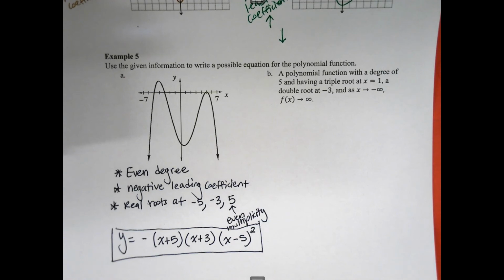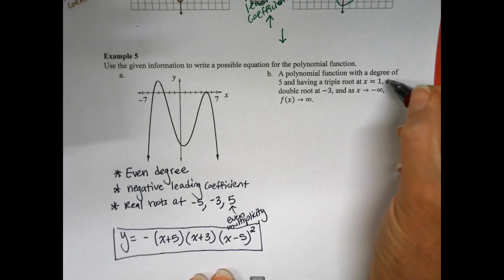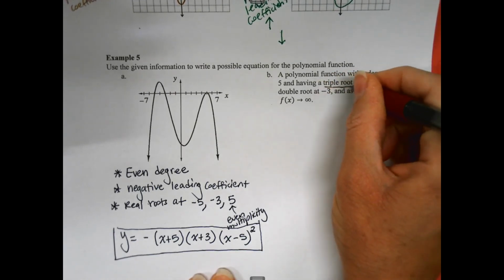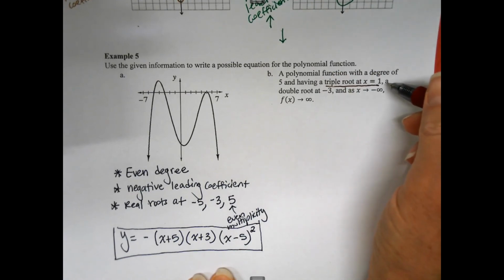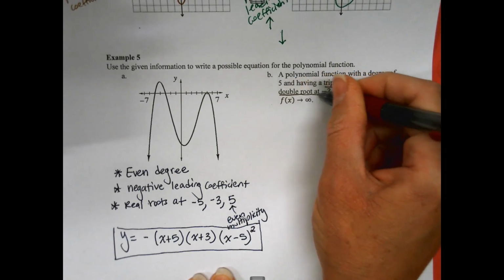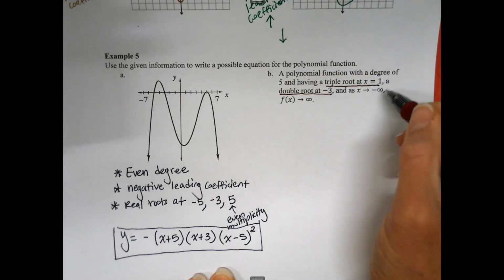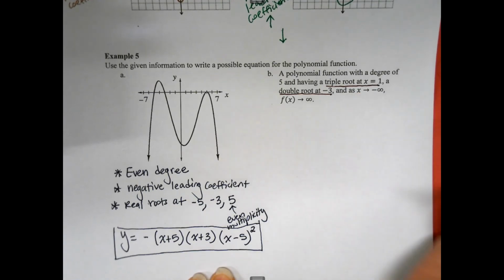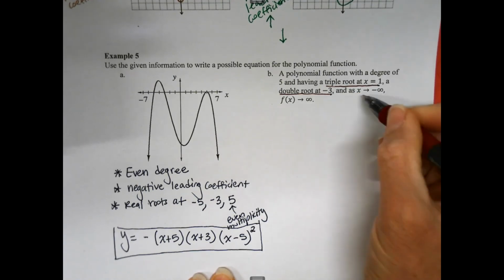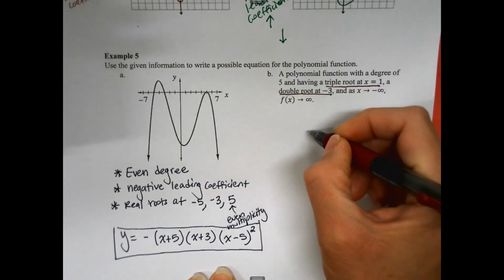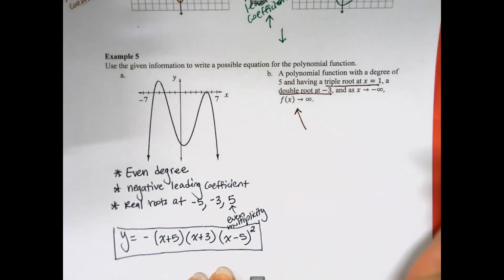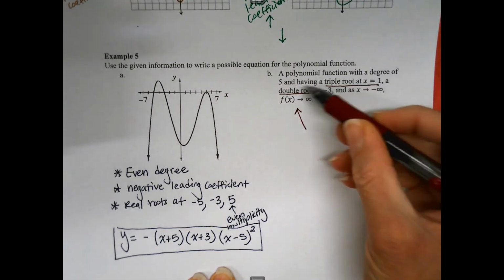And then our last problem, a polynomial function with a degree of 5 and having a triple root at x equals 1, so that's a root with a multiplicity of 3, a double root at negative 3, and as x goes to negative infinity, f of x goes to positive infinity. So as we're moving to the left on our graph, we're going up. So it's going up in this direction. And it says it has a degree of 5.